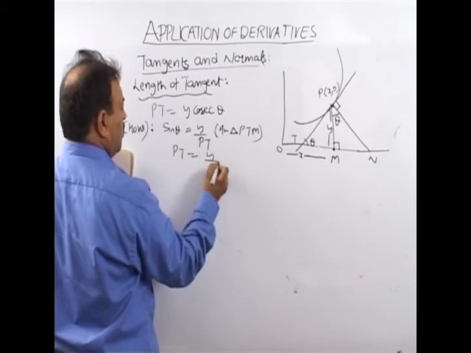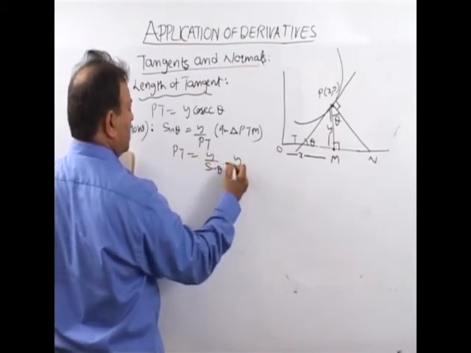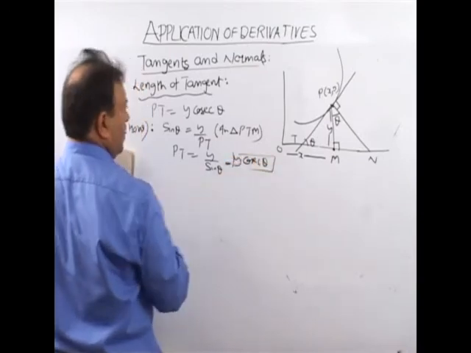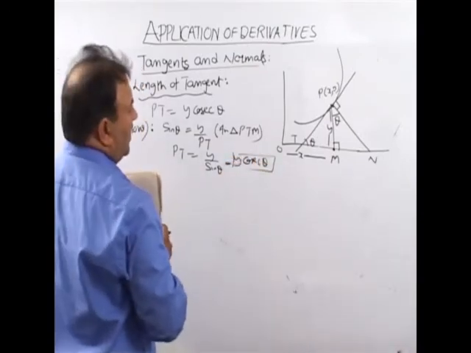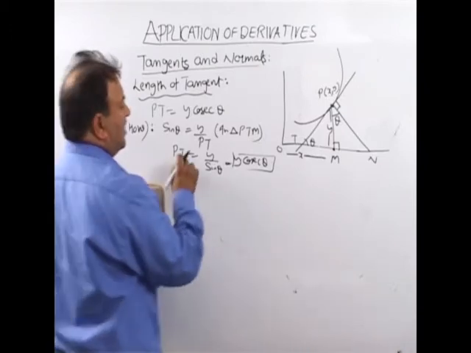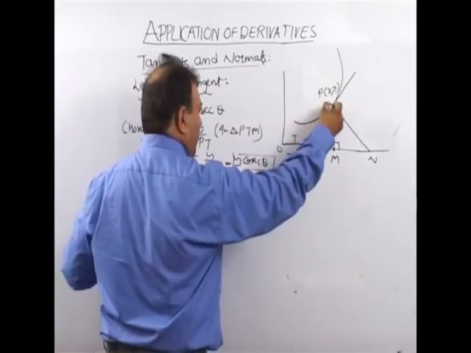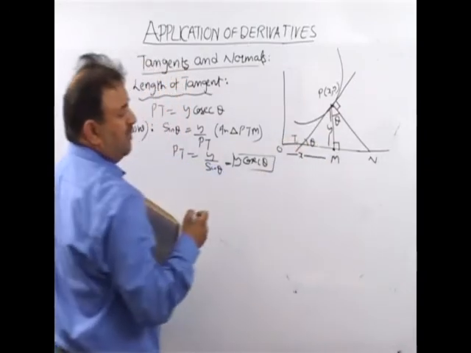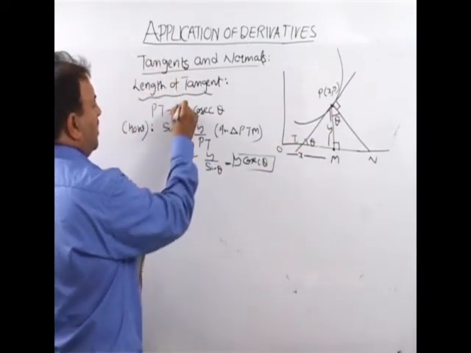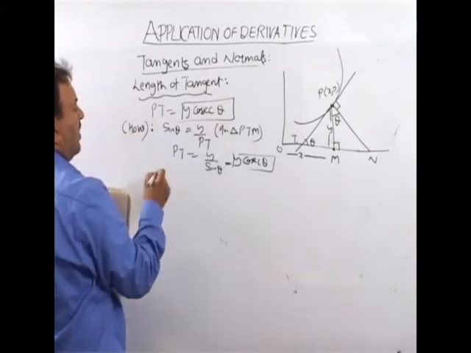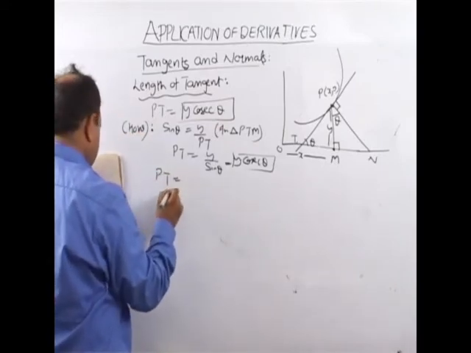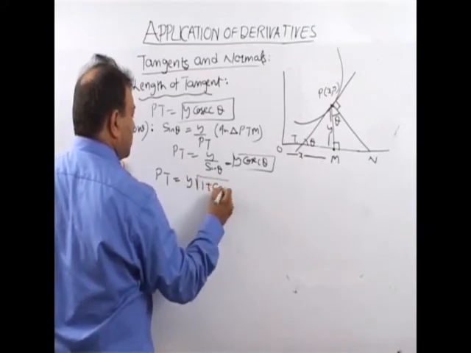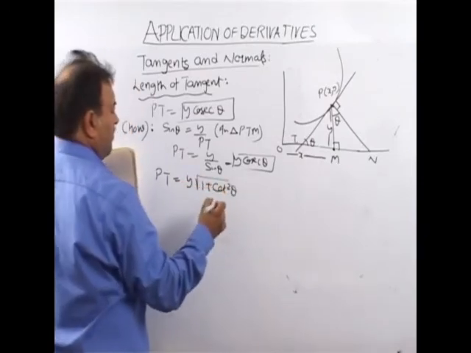PT is equal to y upon sine theta, or y into cosecant theta. So the length of tangent is, a tangent at the point where the curve meets, and the distance from that point to where the tangent meets the x-axis is called PT. So PT, the formula we remember: PT is equal to y cosecant theta, which is equal to y root of 1 plus cot square theta.